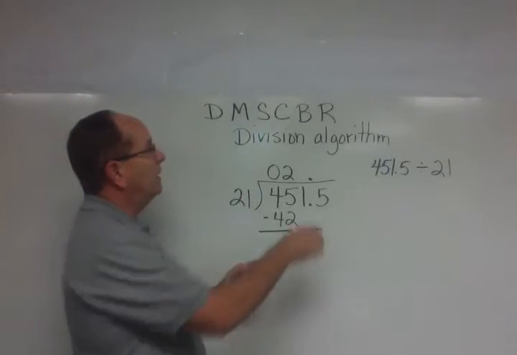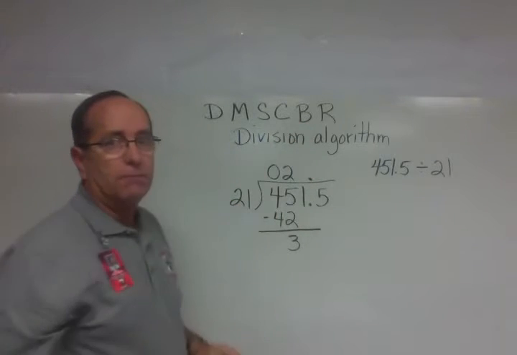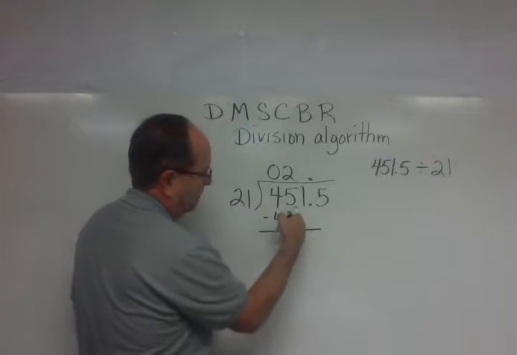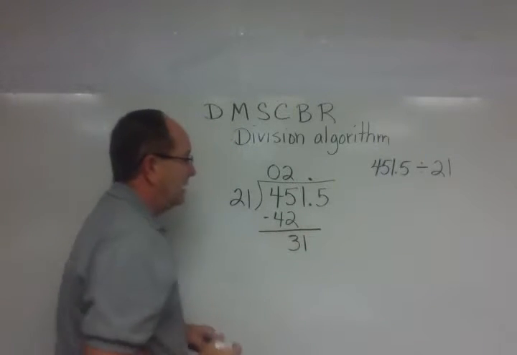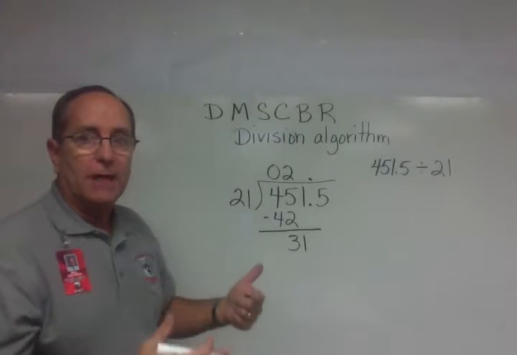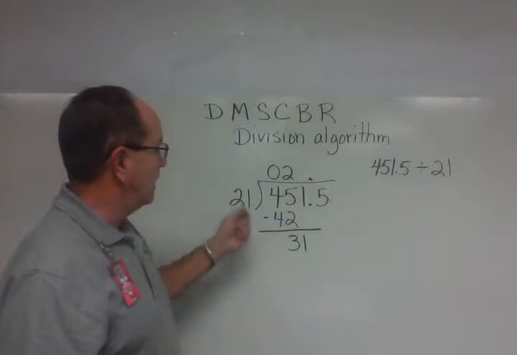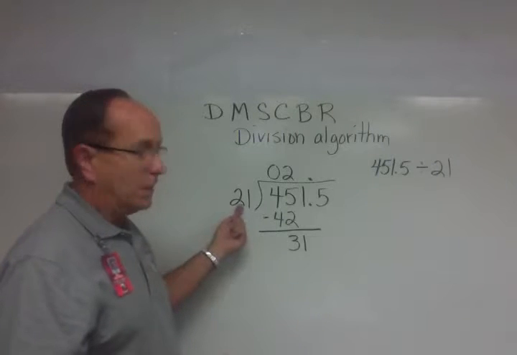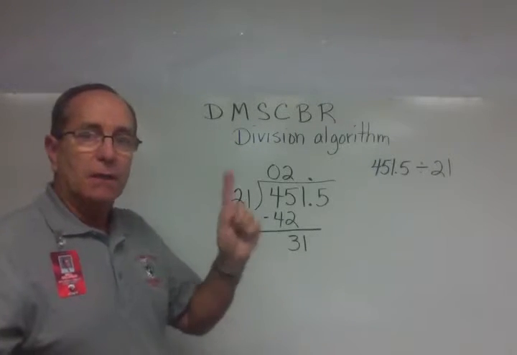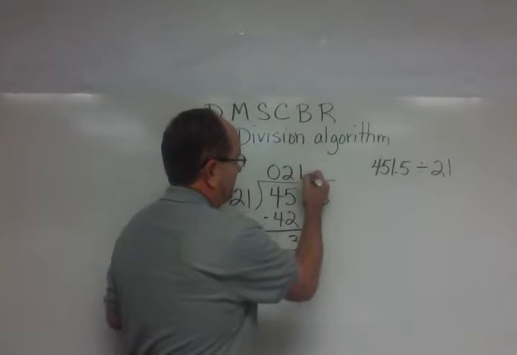My check is good. I go to this step, which B stands for bring down. Bring down the next digit from this dividend, which is 1. And so now I have a new number. R means repeat the whole process over again. So now I'm going to say, how many times does 21 go into 31 as a whole? How many times will it go in there? Well, once it will go in there, so I place it there.